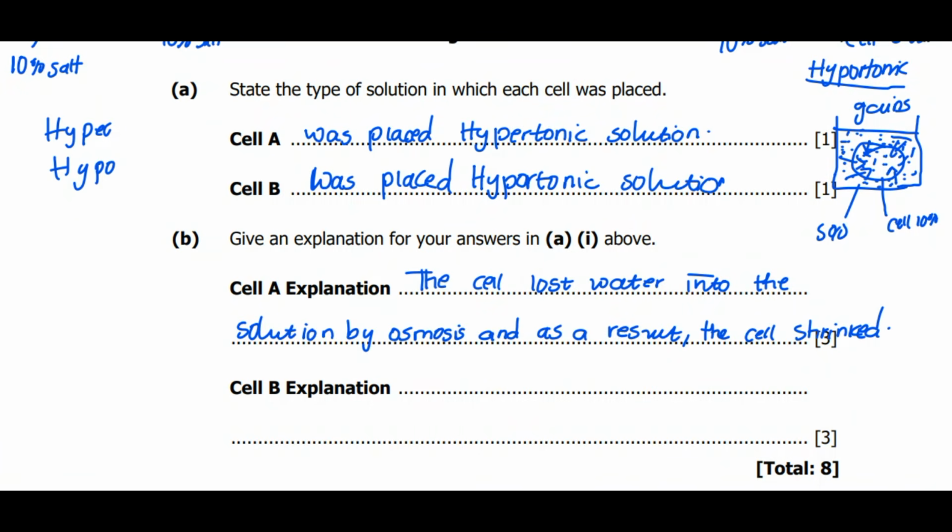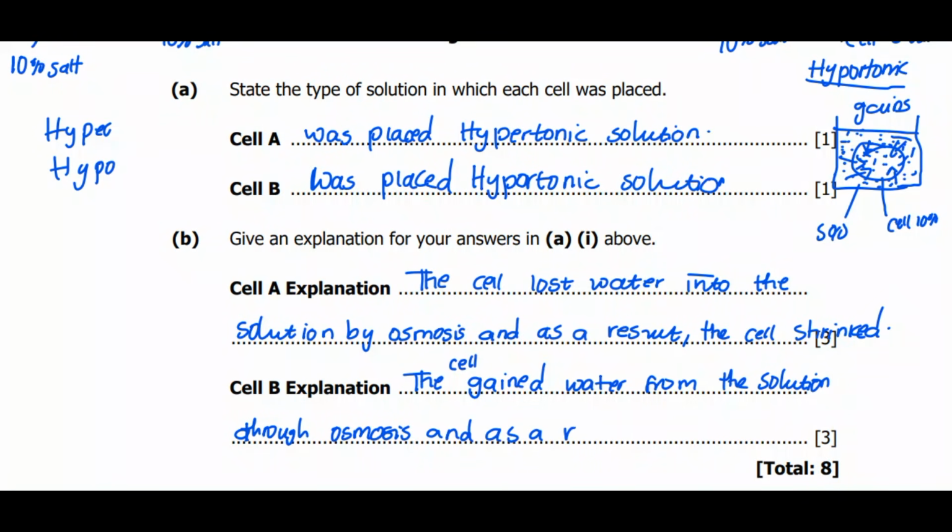Then the explanation for B is just the opposite of this explanation. So we'll say the cell gained water from the solution by osmosis, and as a result the cell swelled and burst. So these were the answers.